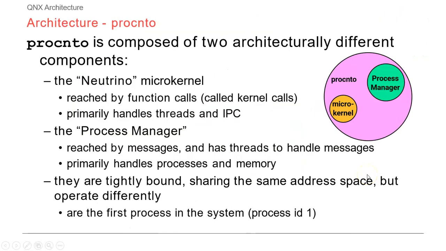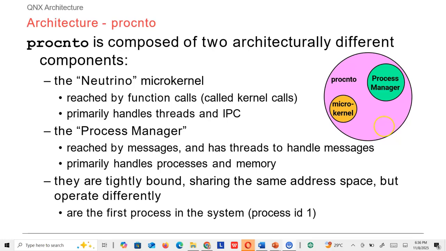So about the proc-NTO components. The proc-NTO, which is the kernel component of QNX, actually contains two different internal parts. One is a microkernel and the other is a process manager. The microkernel is reached by kernel calls and mainly handles the threads and IPC. The process manager is reached via messages and handles the processes and memory management. These two operate together as a single logical unit, and this is the first process in the system with PID 1. This combination is unique to QNX.